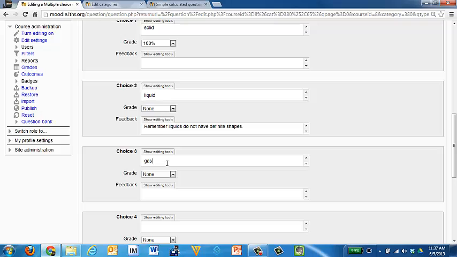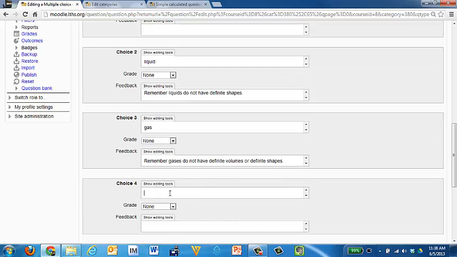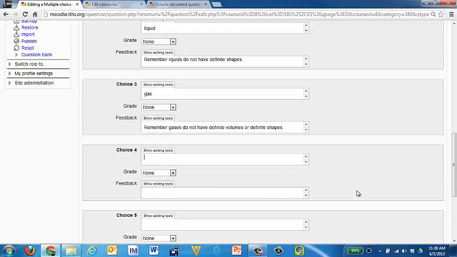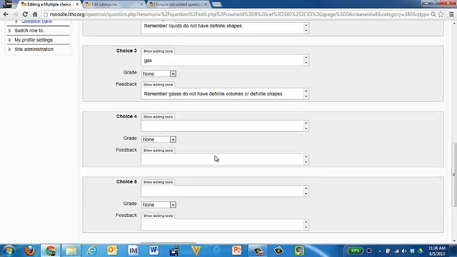And then gas, as my third choice here, again, no feedback, no grade for that, but remember, gases do not have definite volumes or definite shapes. Choice 4, we could talk about plasma here, but that's not something we all talk about in the chemistry curriculum. So I'm not going to put a fourth.